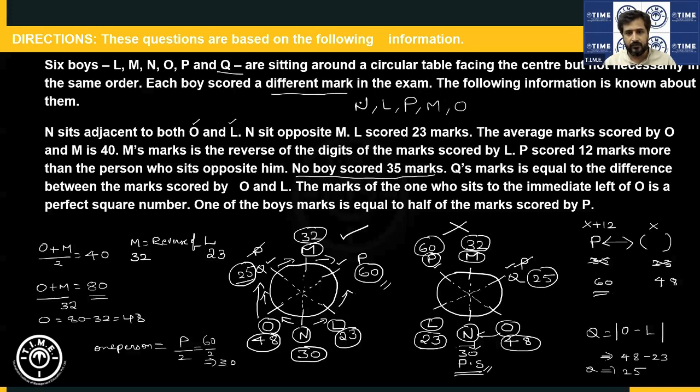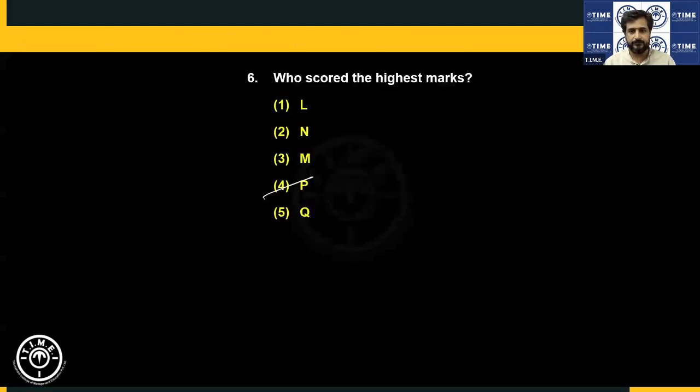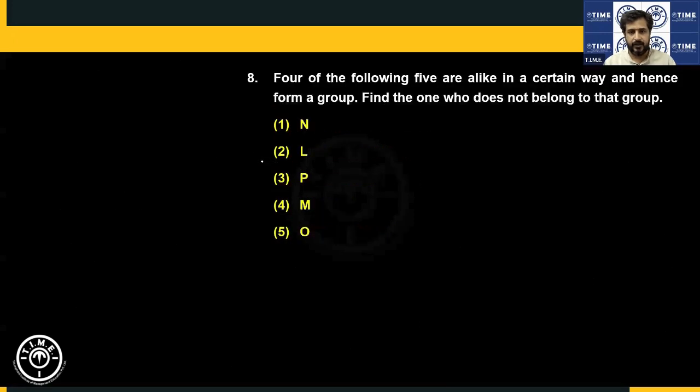NLPMO. N scored 30 marks. L scored 23 marks. P scored 60 marks. M scored 32 marks. O scored 48 marks. So except L, remaining all scored even number of marks, whereas L scored odd number of marks. So L is the odd man out.